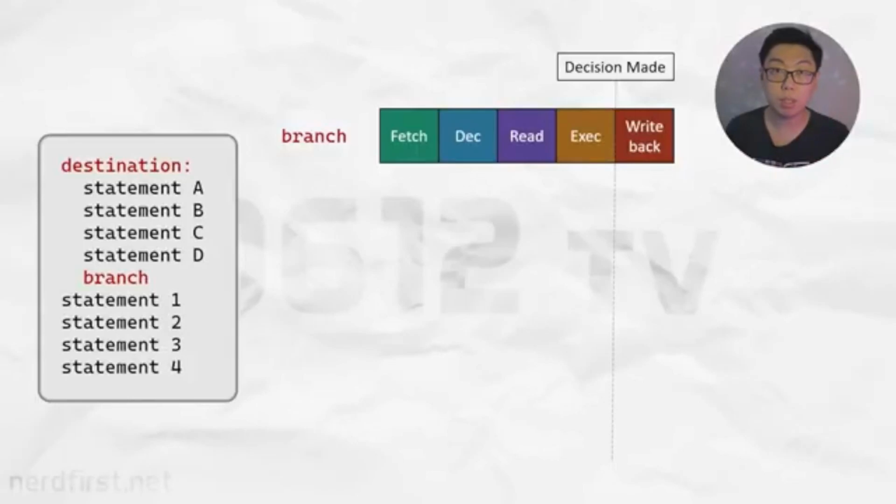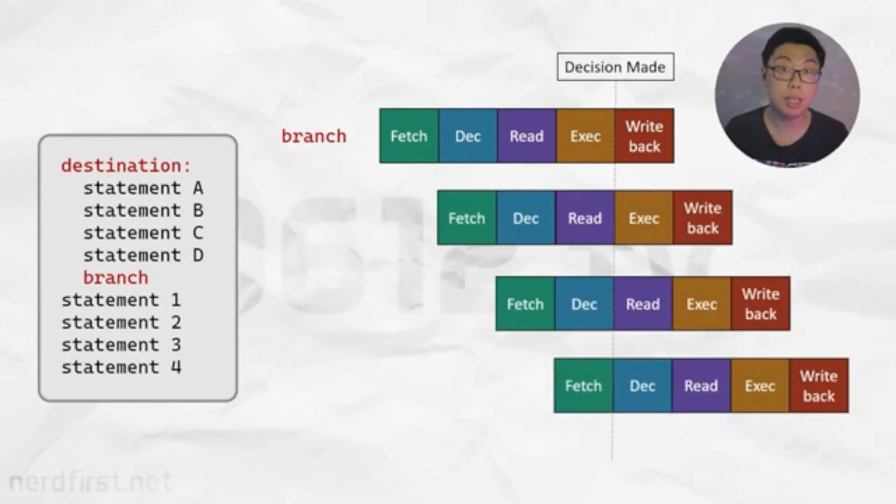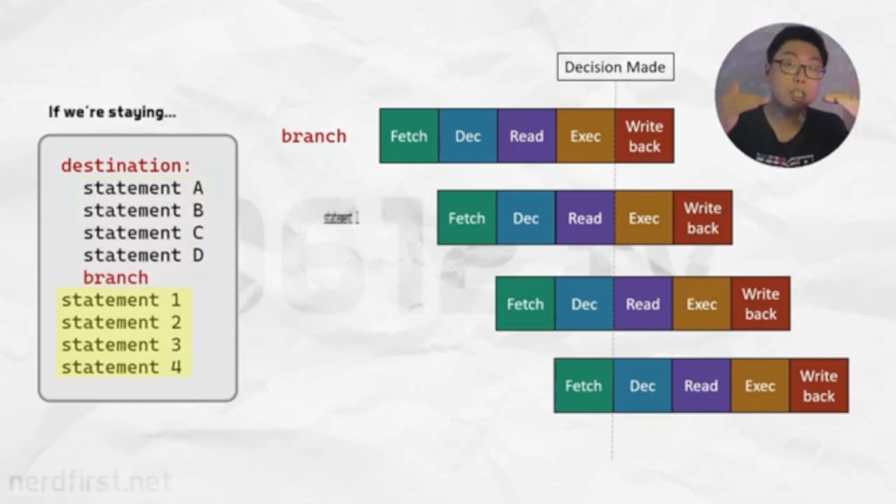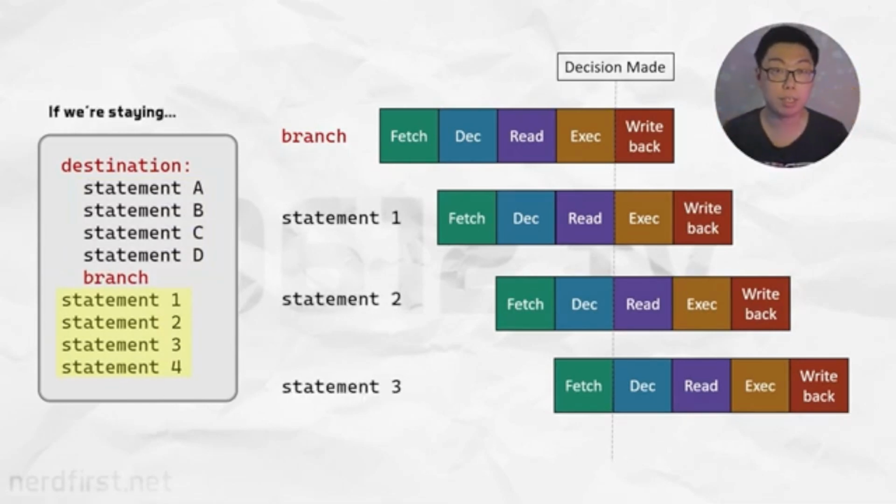In the 4 cycles it takes to decide whether or not to jump away, we've still got to load things into the pipeline. But the question is, where from? If we're jumping away, we should start loading the pipeline with instructions from the destination of the jump. Conversely, if we're staying put, we should just load up these subsequent instructions. But the thing is, we don't know, do we? We can only guess at whether the branch is supposed to be taken or not.